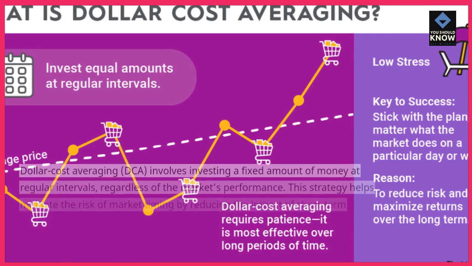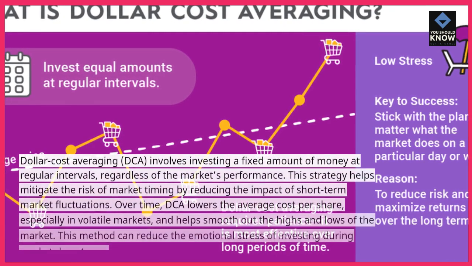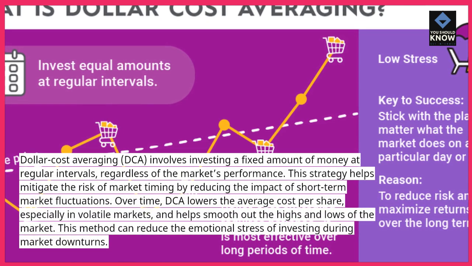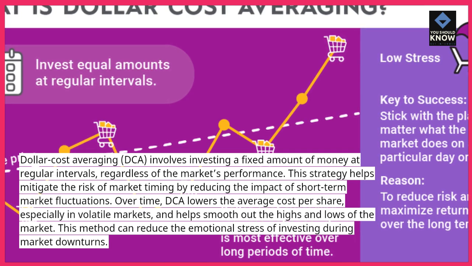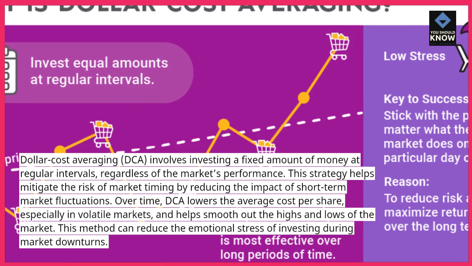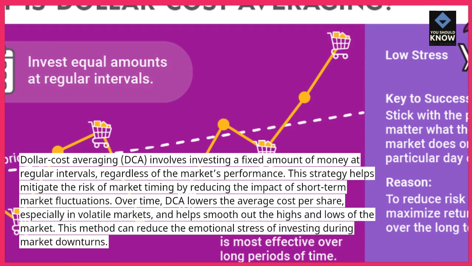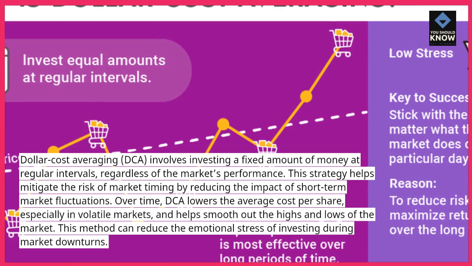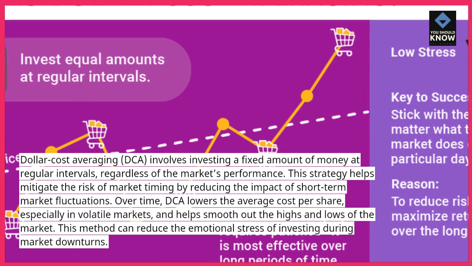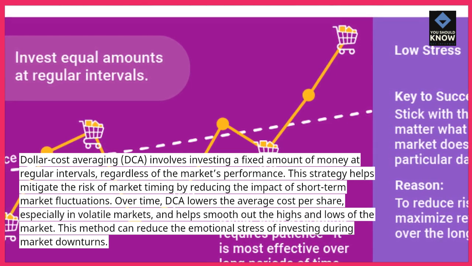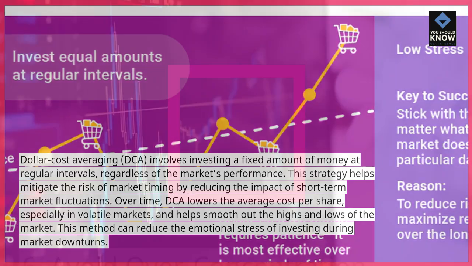5. Consider dollar-cost averaging. Dollar-cost averaging, DCA, involves investing a fixed amount of money at regular intervals, regardless of the market's performance. This strategy helps mitigate the risk of market timing by reducing the impact of short-term market fluctuations. Over time, DCA lowers the average cost per share, especially in volatile markets, and helps smooth out the highs and lows of the market. This method can reduce the emotional stress of investing during market downturns.